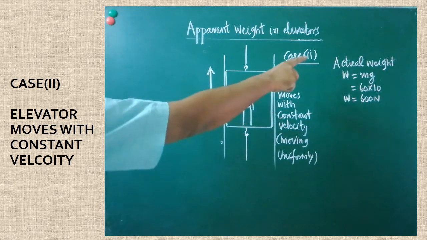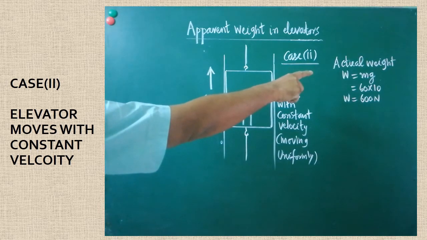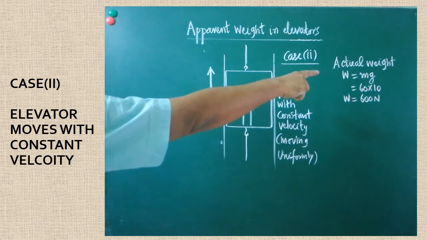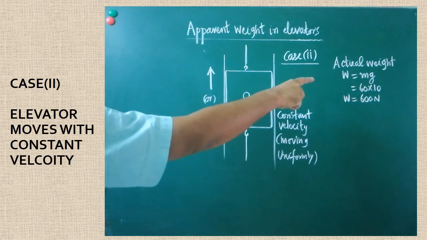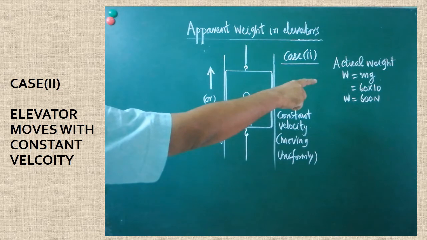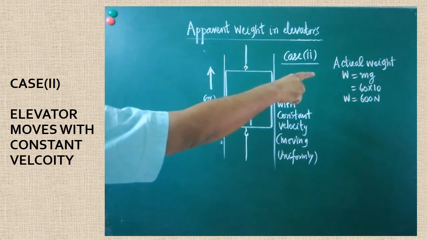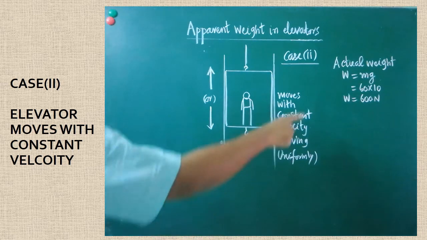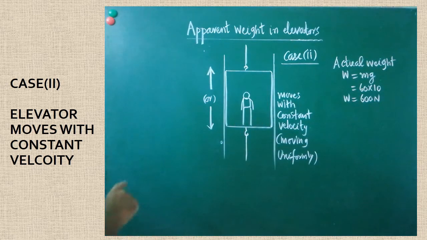First you should know the actual weight. How to calculate the actual weight? Mass of the person into acceleration due to gravity, both are multiplied. The mass of the person is 60 kg. Actually g is taken as 10 instead of 9.8. So the actual weight is how much? 600 Newton.